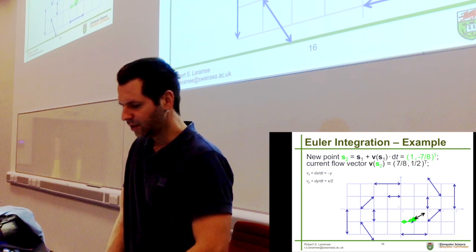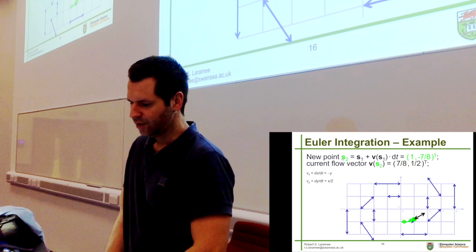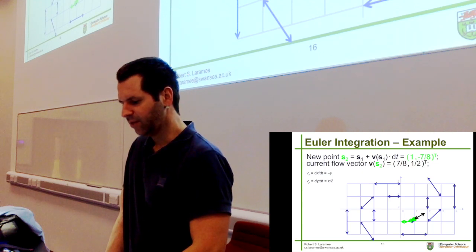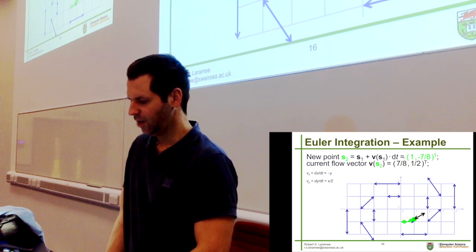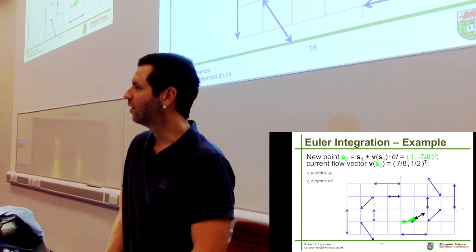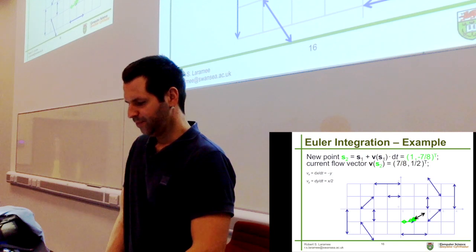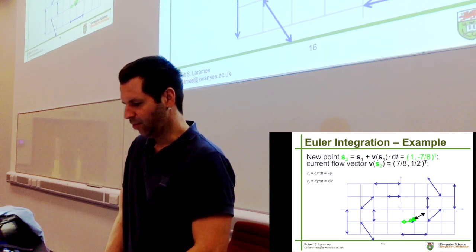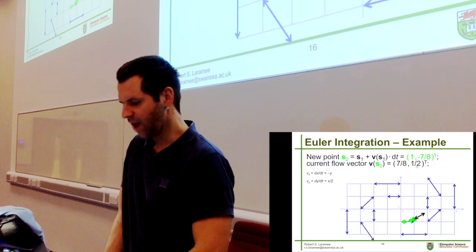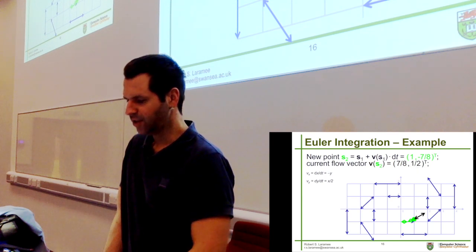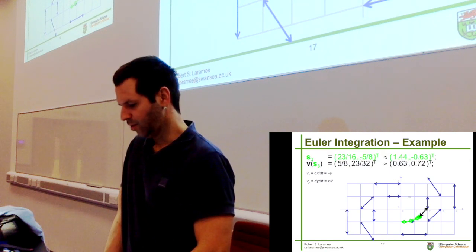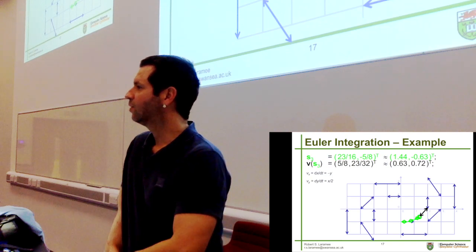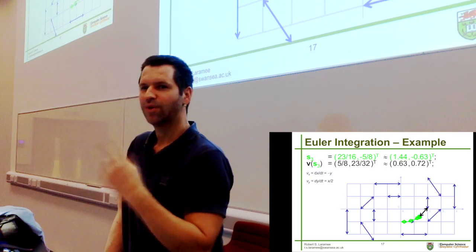And that's what it looks like. The next point along the streamline is the previous point plus the velocity at that previous point times dt, and dt is a 1/2. And we get 1 in x and minus 7/8 for y. The vector at point S2 is 7/8 over a 1/2. And we just plug it into the formula again, and we get the next point on the streamline. So it's the same formula over and over again.